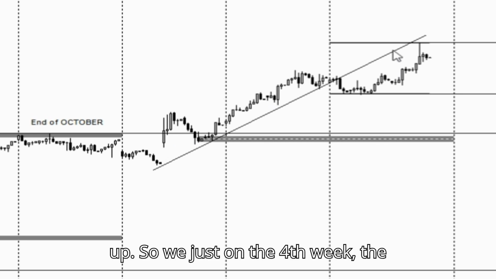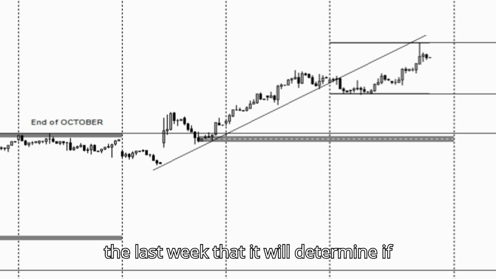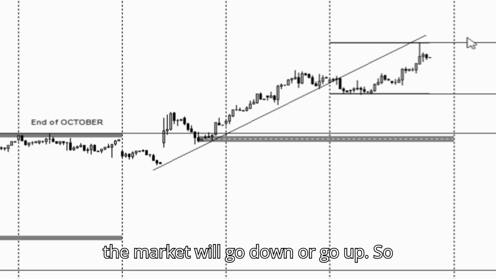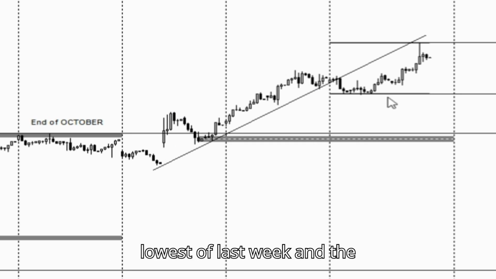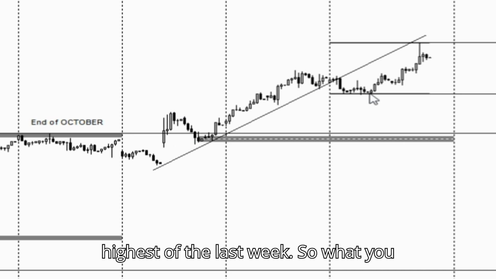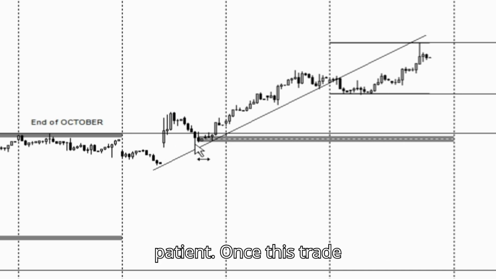So we're just in the fourth week, the last week of the month. This is the last week that will determine if the market will go down or go up. As you can see, I have marked the lowest of last week and the highest of last week. So what you have to do is wait, be patient.